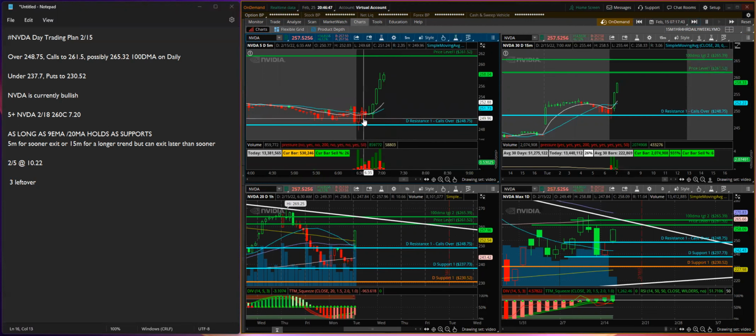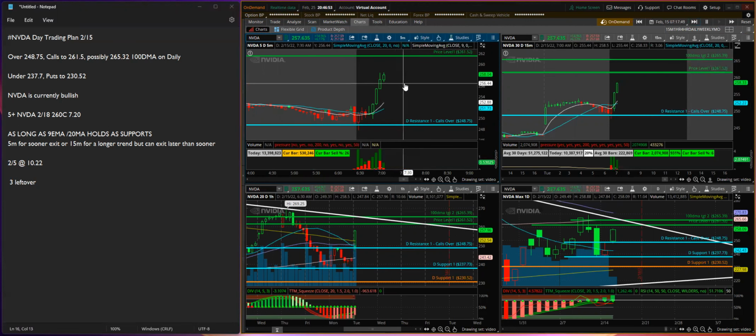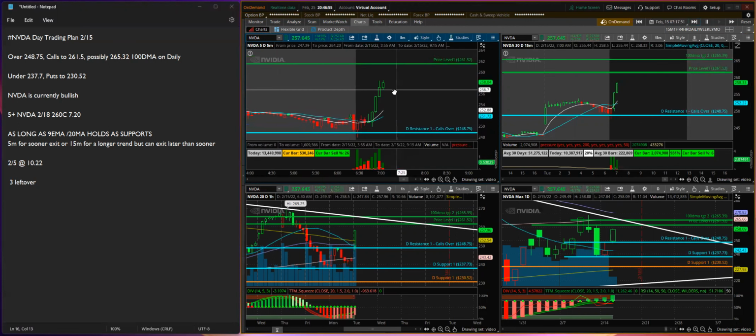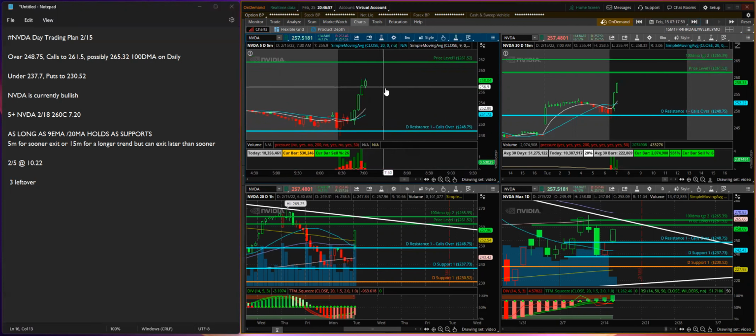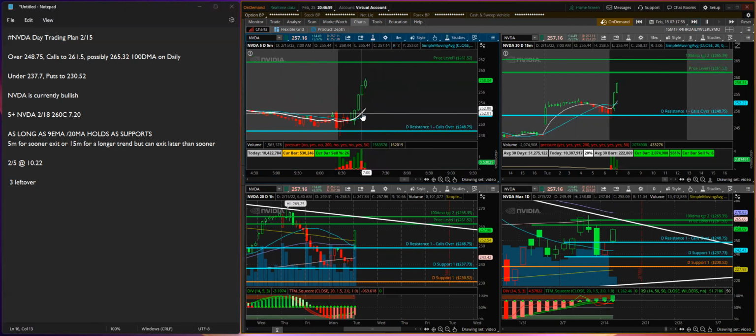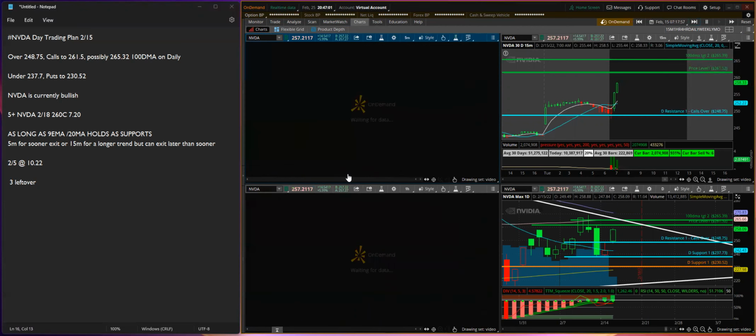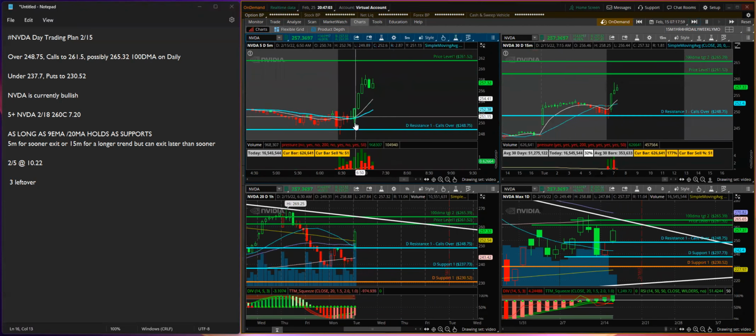Since NVIDIA is skyrocketing right off the moving averages and volume is picking up big time, I do believe there will be more continuation higher, but I do also believe that there can be a consolidation ahead just so the moving averages can catch up. There we go. We do have some consolidation now. So it does look like we're setting up a little bit of a bull flag right here.